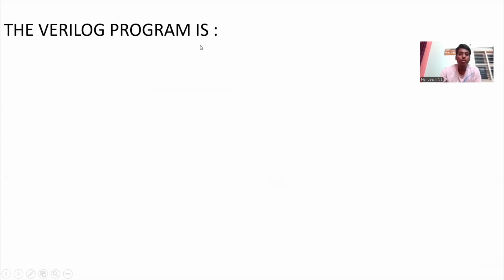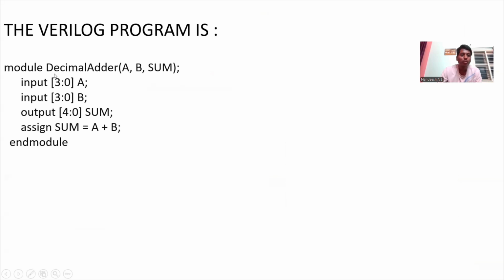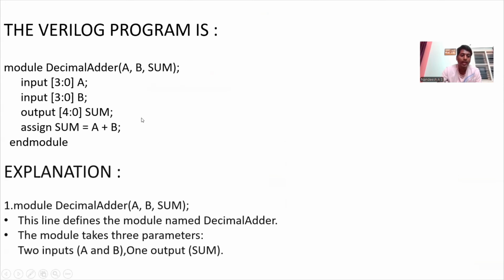The Verilog program is: module decimal_adder (a, b, sum); input [3:0] a; input [3:0] b; output [4:0] sum; assign sum = a + b; endmodule. Explanation for this Verilog program.